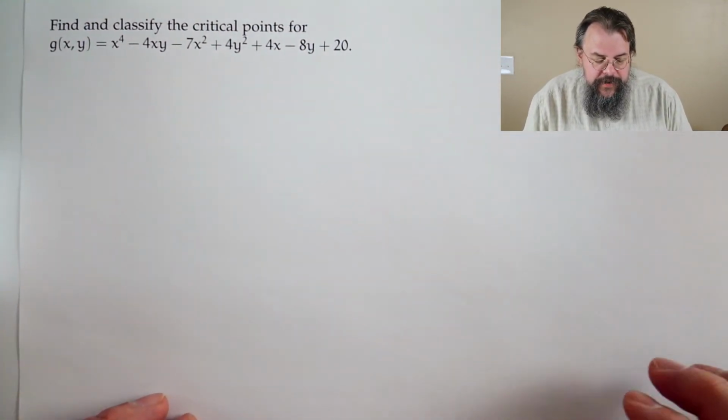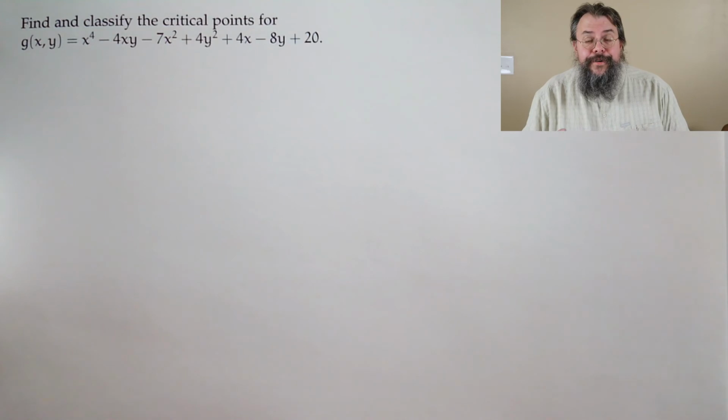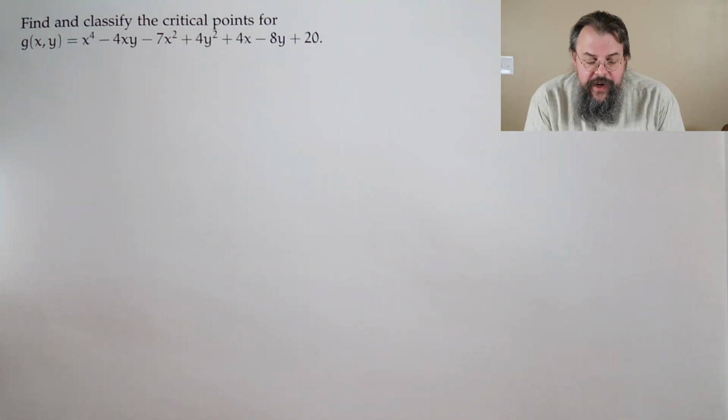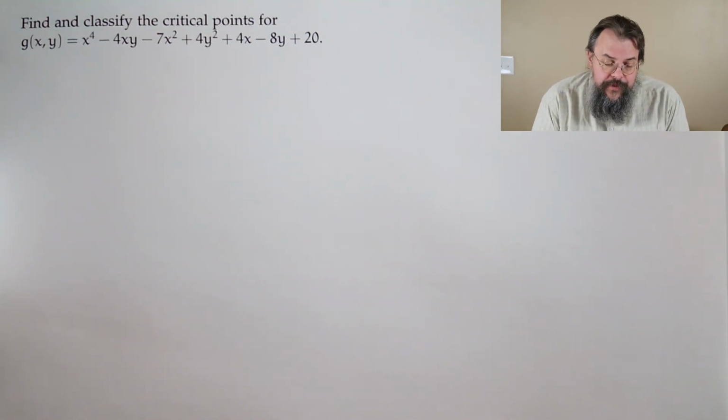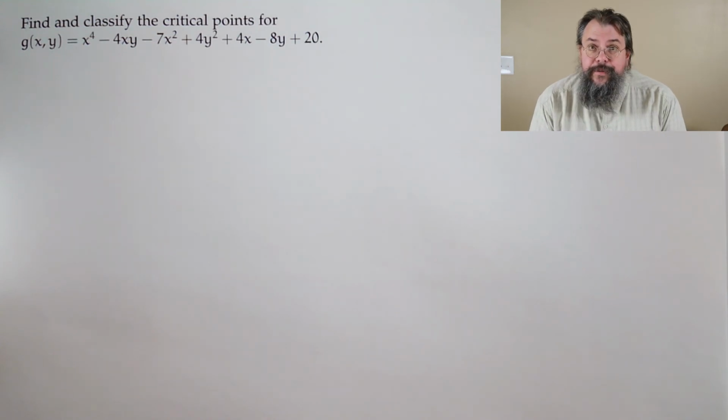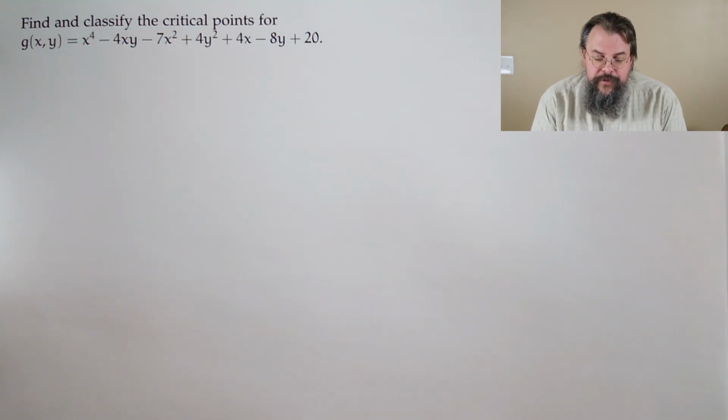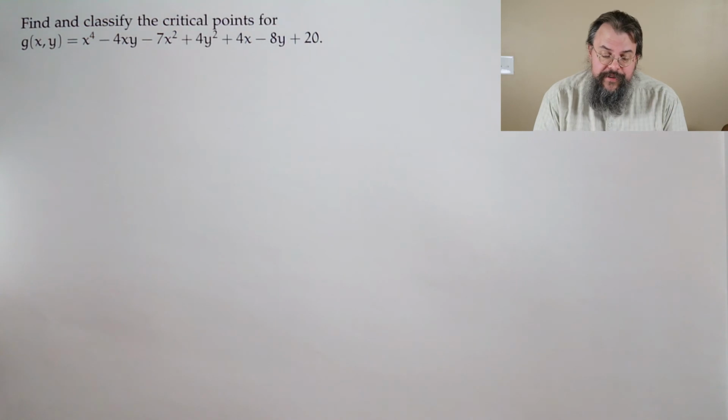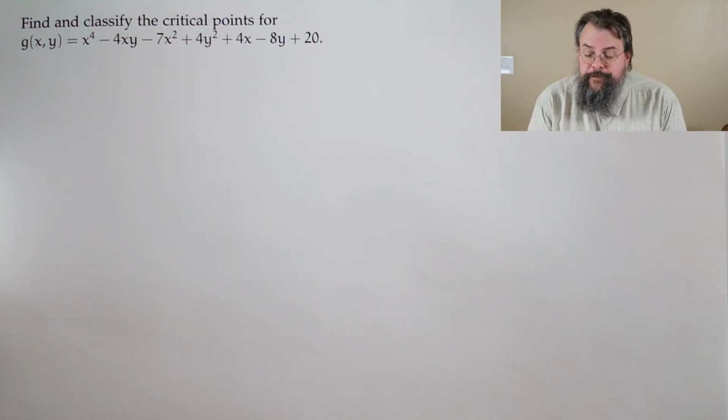One more problem. Let's do one last one to finish this up. We've had a lot of fun, and let's see if we can finish on a good positive note. Find and classify the critical points for the function x to the fourth minus 4xy minus 7x squared plus 4y squared plus 4x minus 8y plus 20.